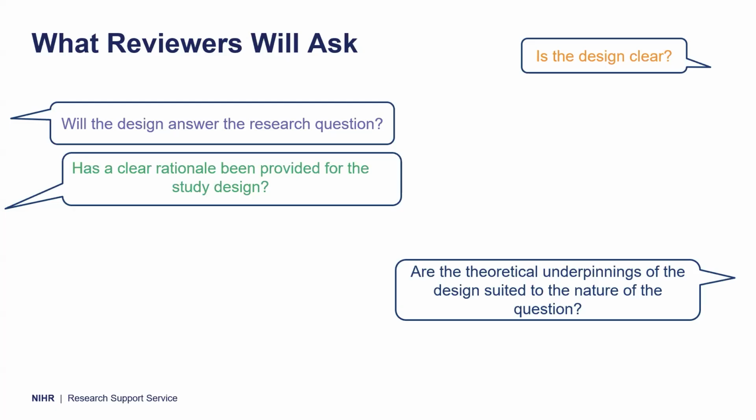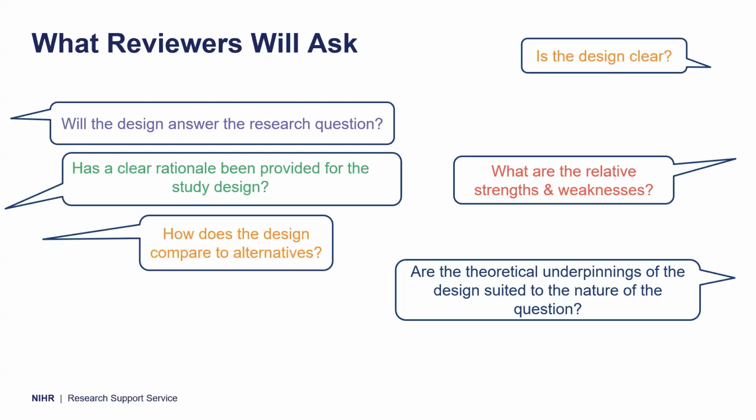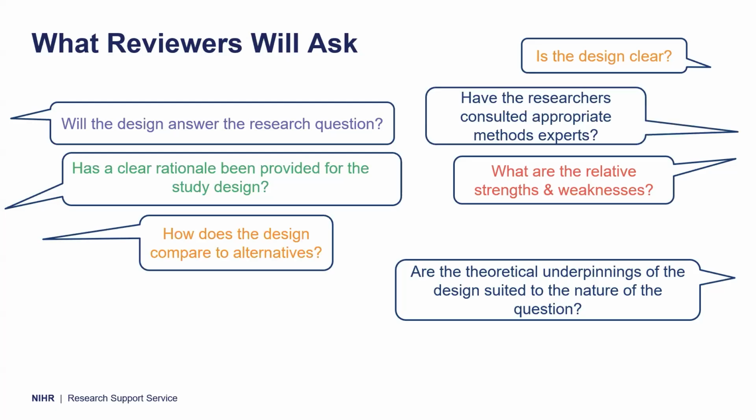And from a more qualitative point of view, are the theoretical underpinnings of the design suited to the nature of the question? So are you getting that right? What are the relative strengths and weaknesses of the design approach options that you might have? And again, accepting that there are always weaknesses. So in an ideal world, you might say we do an RCT, but actually you're going to have to do a natural experiment. So what are the problems with natural experiments? Oh my goodness, systematic bias. So how am I going to handle that? And reviewers will want to know how the design compares to alternatives.